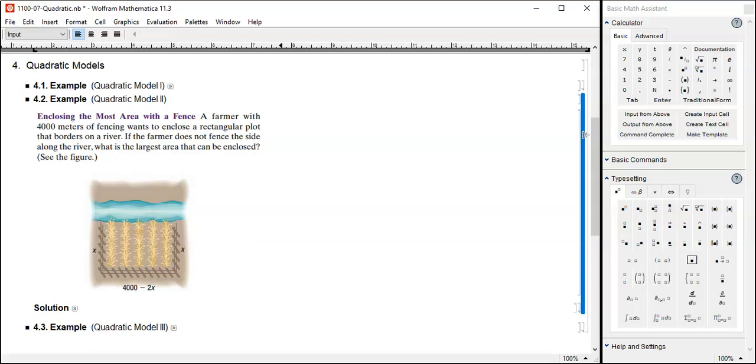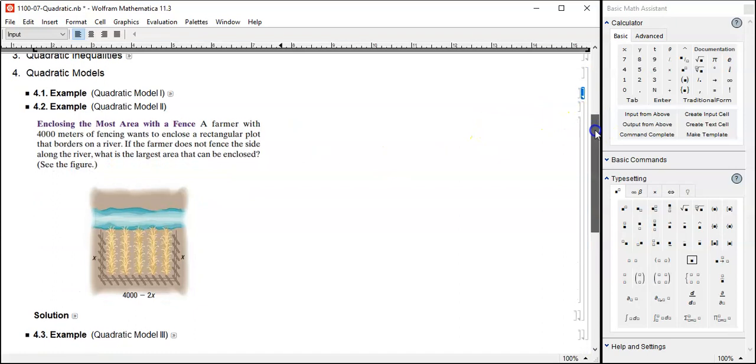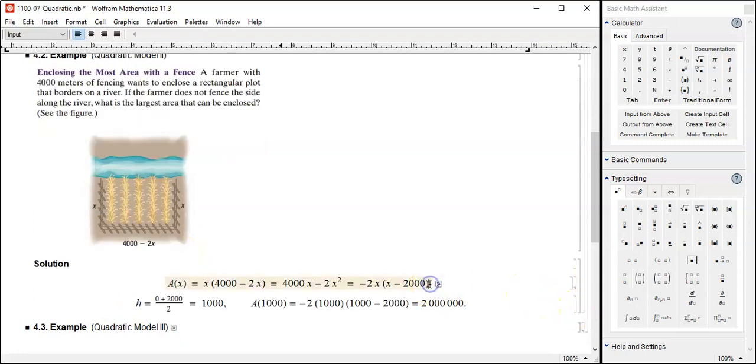Now, we do not have an explicit algebraic relation, like this kind of problem gave you, but the computation is going to be much simpler here. All right, what do we want? The area. So 4000 minus 2x, and then times x, that's going to give me the area. So that's the area there. And then if you simplify, you get that.